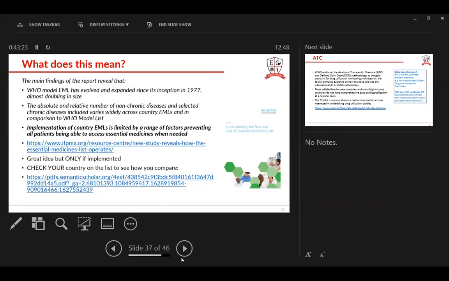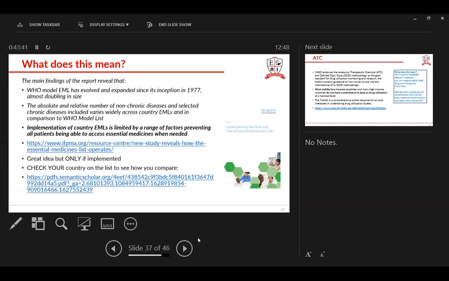The absolute and relative number of non-chronic disease and selected chronic disease medicines varied widely across countries' EMLs in comparison to the WHO model. Colleagues, can you kindly mute your mic, please?